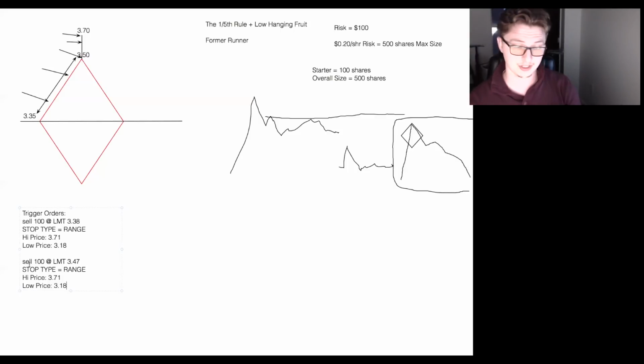Our next trigger order is going to execute 100 shares at 347 if it hits. And our stop time is going to be the range. Remember, if 347 triggers, you've got this other order hanging out there. Now, if the 347 order triggers, but all of a sudden it tanks down, you've got an order sitting at 327 already because you're gambling for 20 cents. You've got an order at 327, you've got an order at 318. All of a sudden, you're out. You're out.